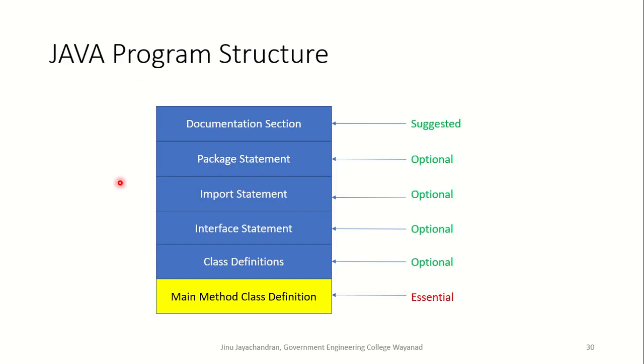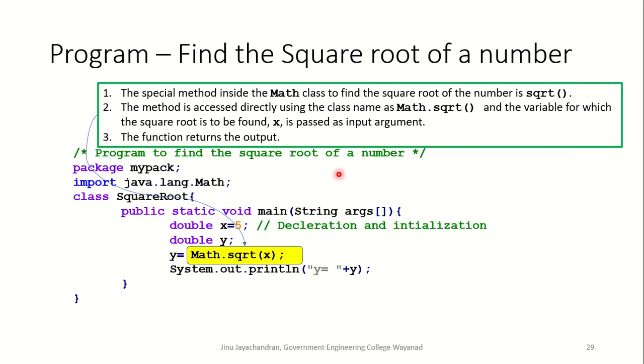Now we can define something called a basic program structure. If you look at this code, you can see that first you have a comment, which you can call a documentation section. Then you have a package section. Then you have an import section, and you can also have an interface section that we'll look at later. Then we have a class definition, a class in which the main function is defined. You can have another class before this class in which you haven't defined a main function, so that is optional. But you should always have the class in which the main function is defined, otherwise the program will not run.